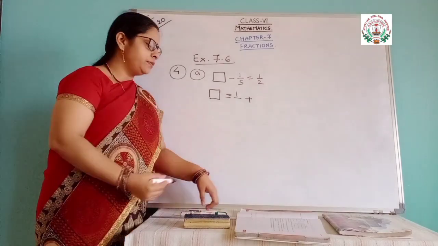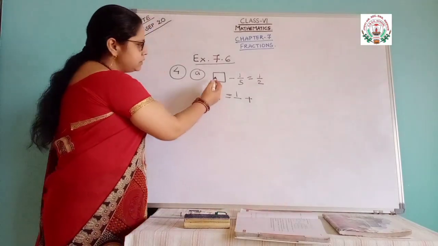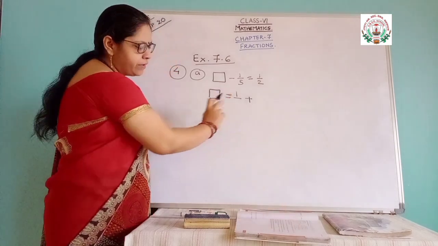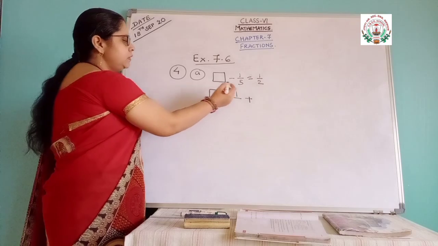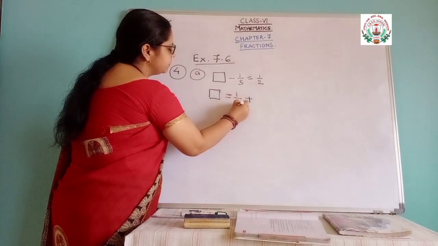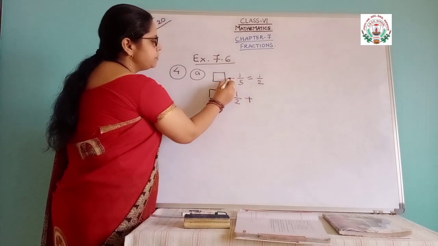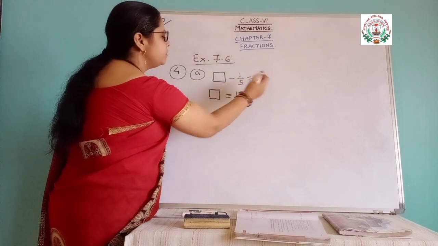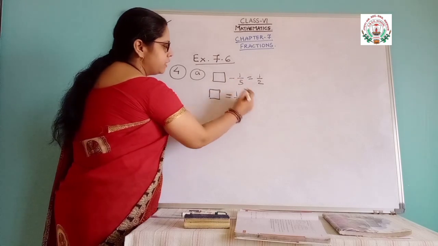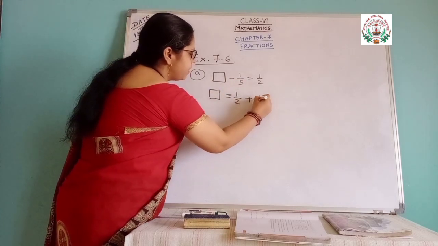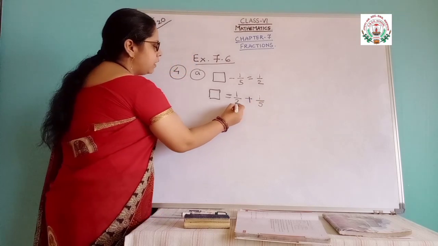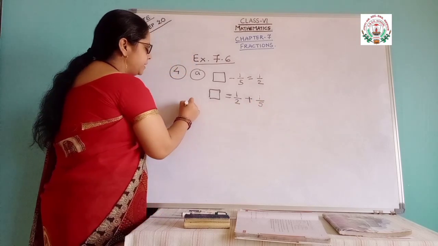Coming back to the question, the question is: this box minus 1 by 5 equal to 1 by 2. Now 1 by 2 will be here only. And this minus 1 by 5, when you transfer it to the other side, will change to the positive sign and the value will be this 1 by 5. Now taking the LCM of the denominators.